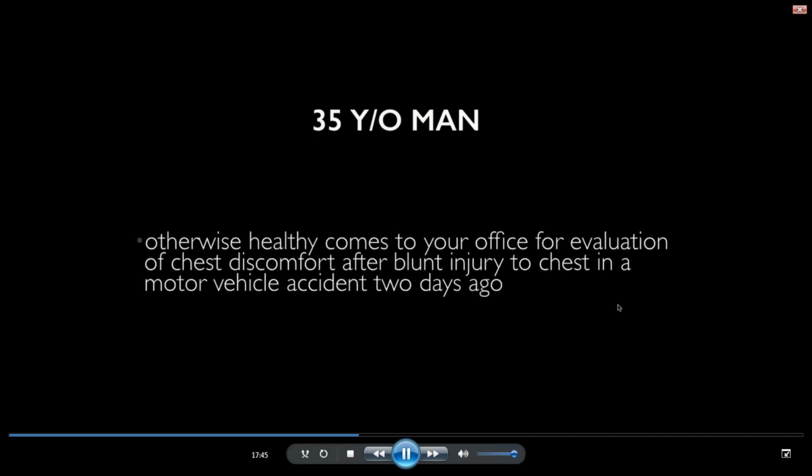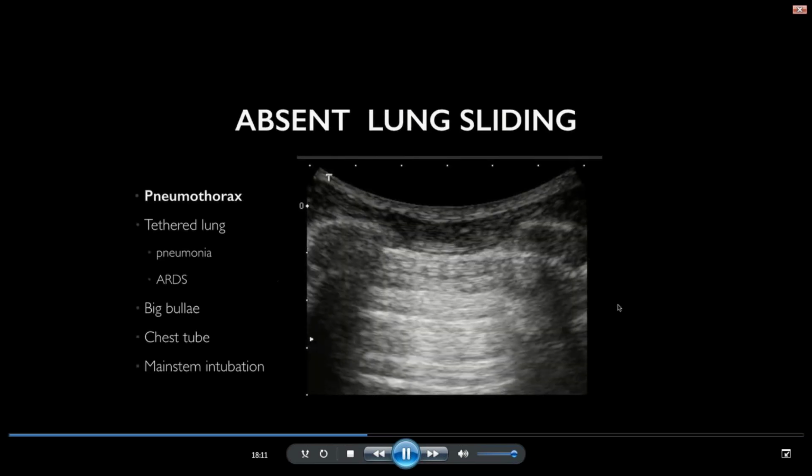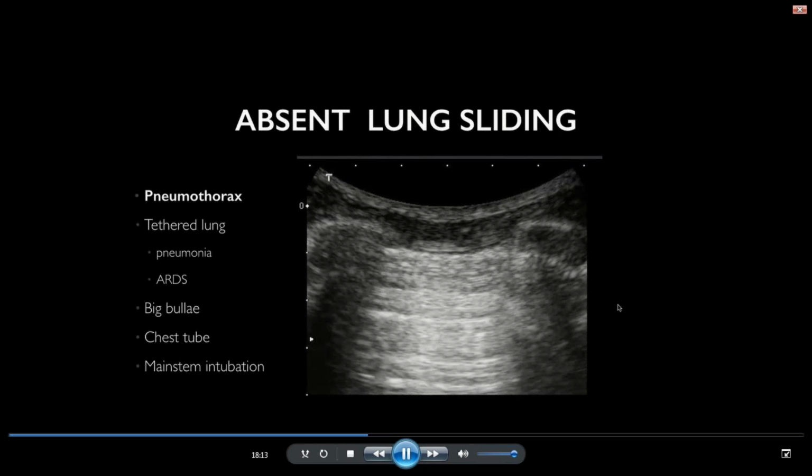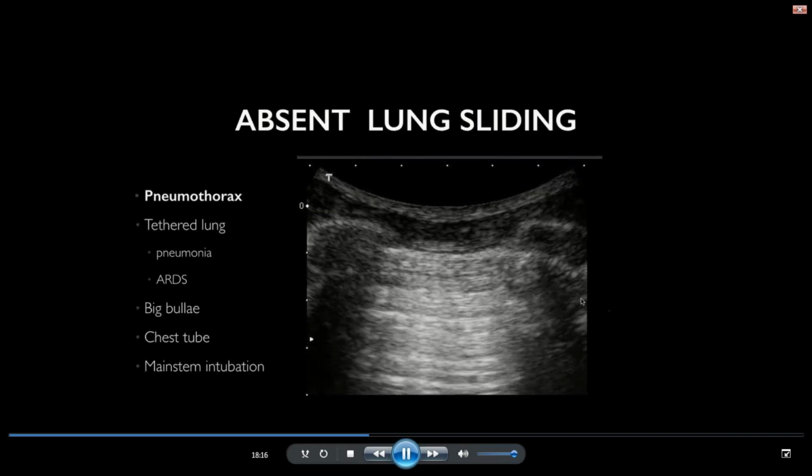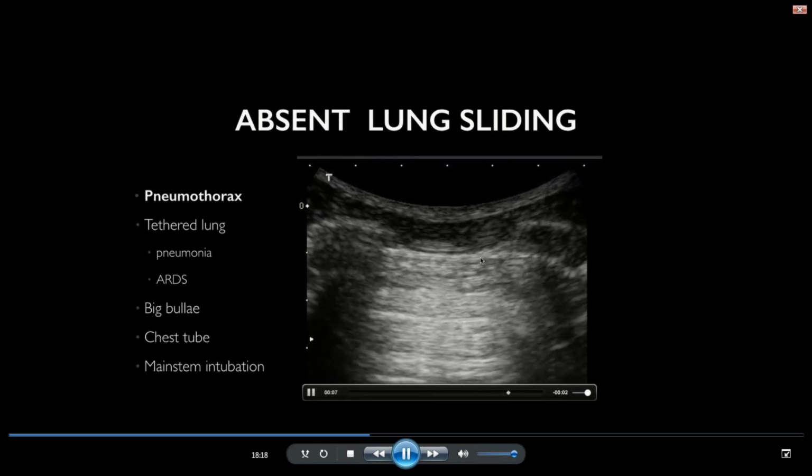Let's start out with a case that we all see often in our practices, in the inpatient setting, in the outpatient setting, in the emergency department. A 35-year-old male patient who's otherwise healthy comes to your office for evaluation of chest discomfort after blunt injury to the chest in a motor vehicle accident, which was 2 days ago. You obtain a lung ultrasound in the office and are struck by the finding of an absent lung sliding.